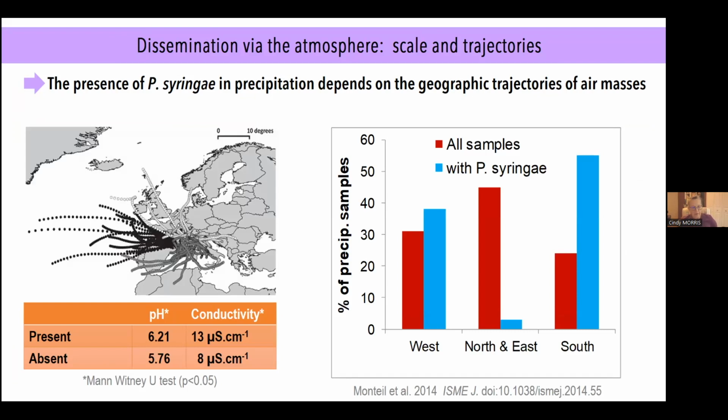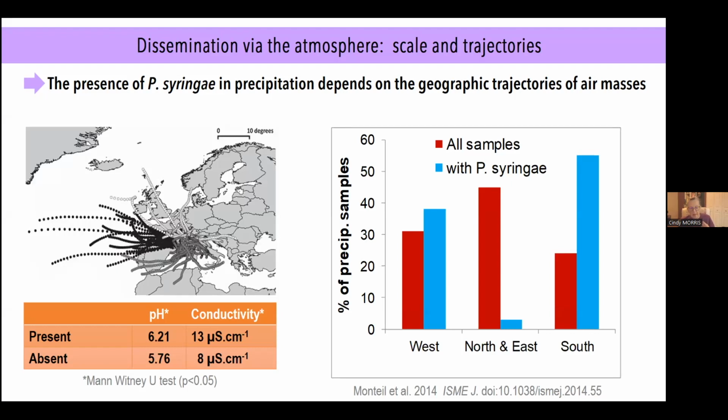So on the left, we have mapped all of the different, we collected things mostly in France, right? And all of those dots or trajectories that arrived at the sampling site. So we have air masses that come from many, many places in the 88 samples that we took. And we measured conductivity and pH.